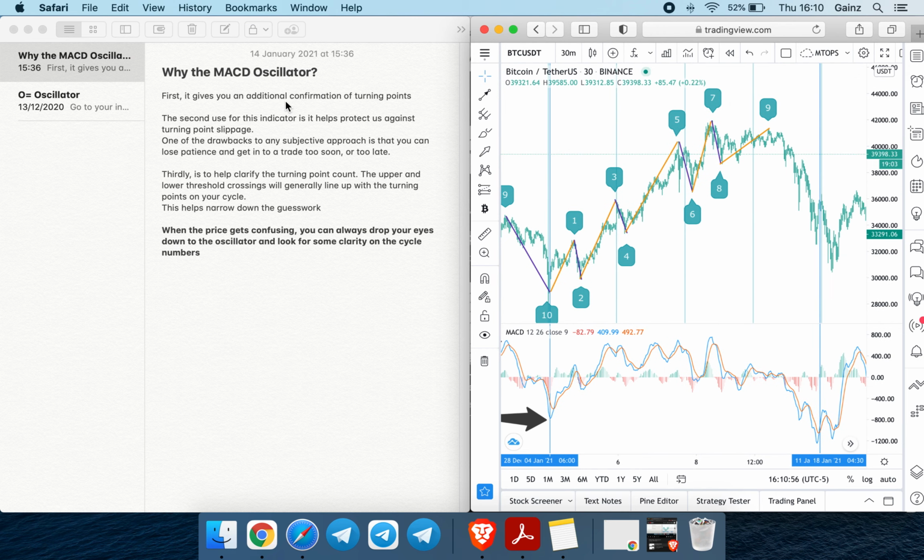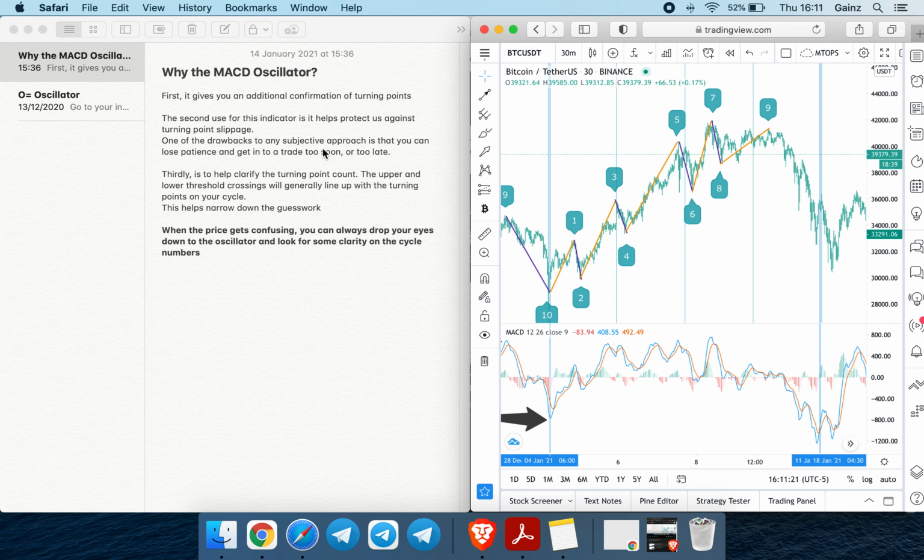First, it gives us an additional confirming of turning points. I'm going to read this first, and then we're going to get into the practical thereafter. Second, we use the indicator to help protect us against turning point slippages. So we'll get again into that with the examples over here.